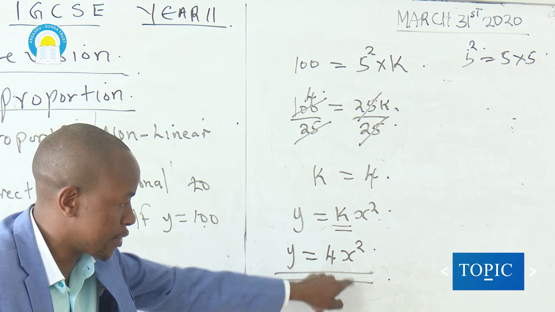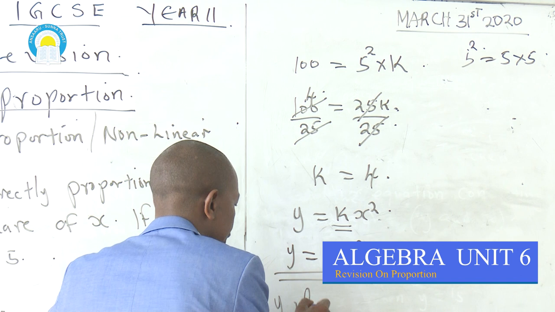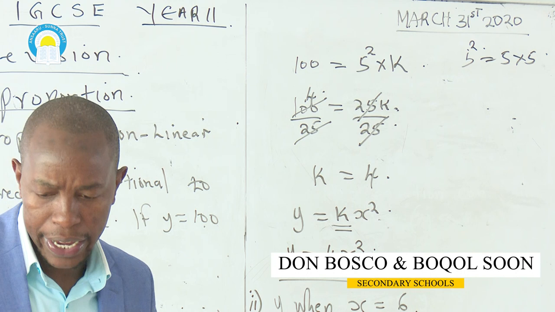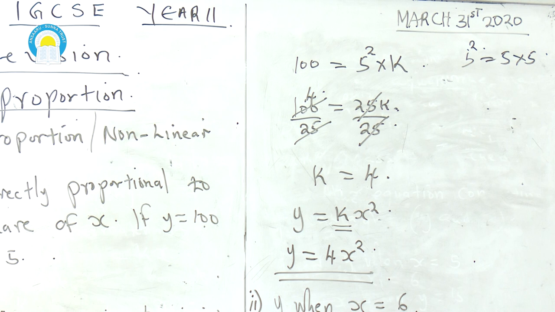Part B, or Roman 2, you'll be asked to find y when x is 6. You are supposed to find y when x is equal to 6. Now, we say that y is equal to 4x squared. Now, x is 6. So we square 6.